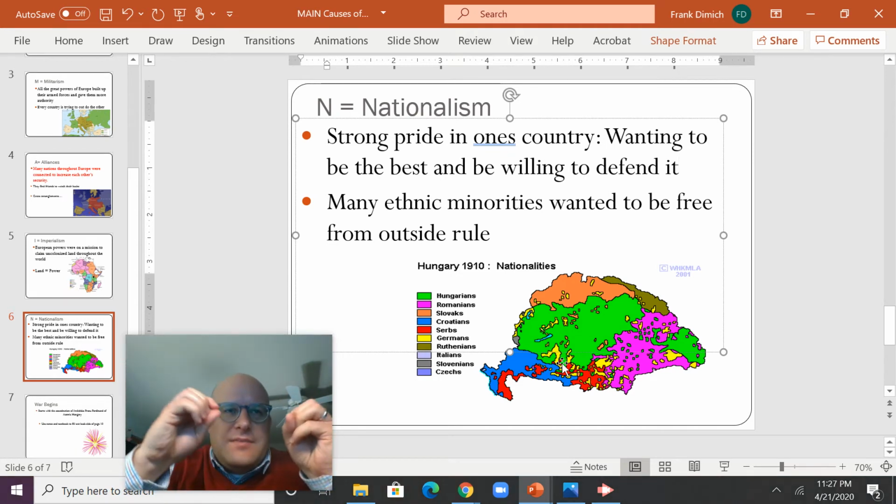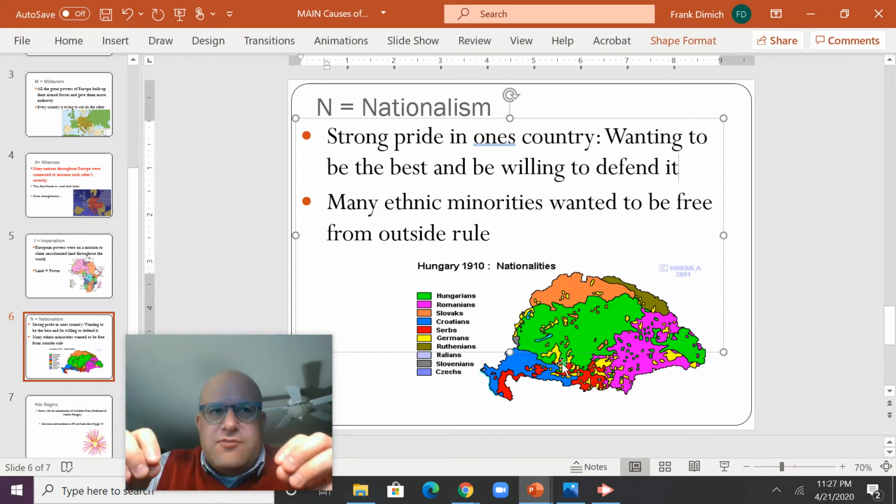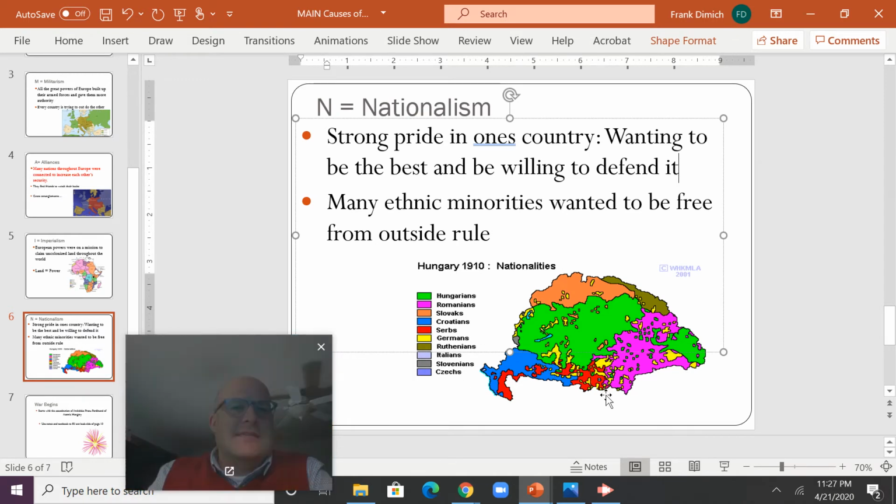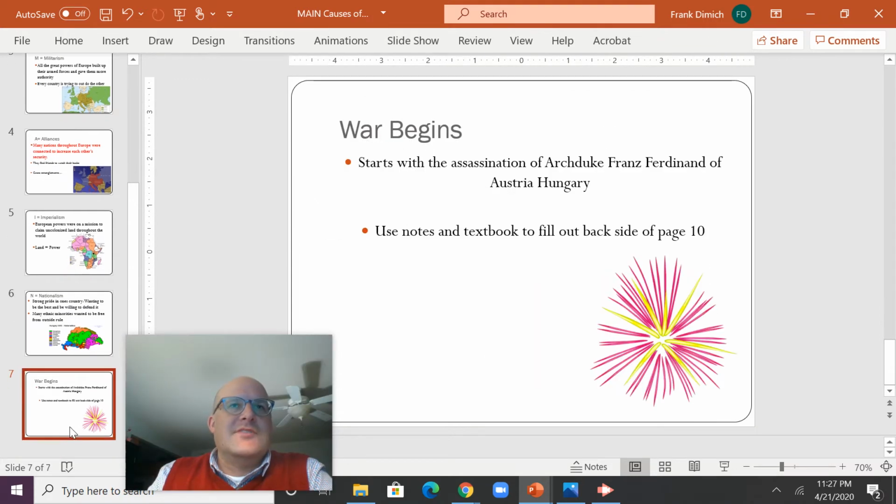We talked about this before, especially the freshmen, how the nationalities were starting to break apart, and this is an important point to make. Then the spark, we'll get into this, was the assassination of Archduke Franz Ferdinand. We'll get into that in subsequent lessons.